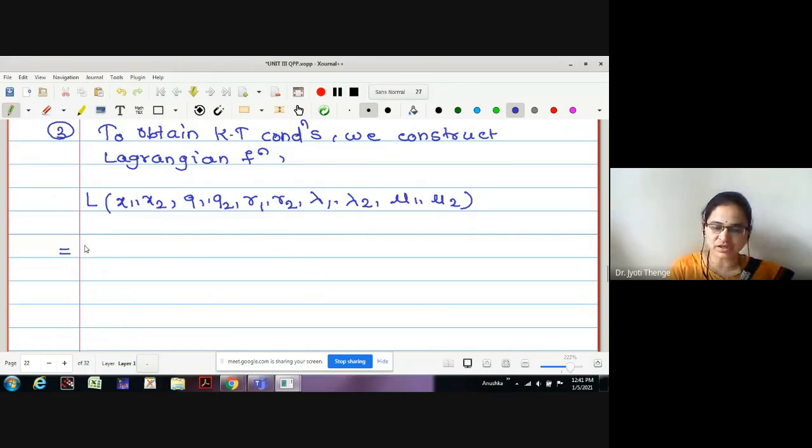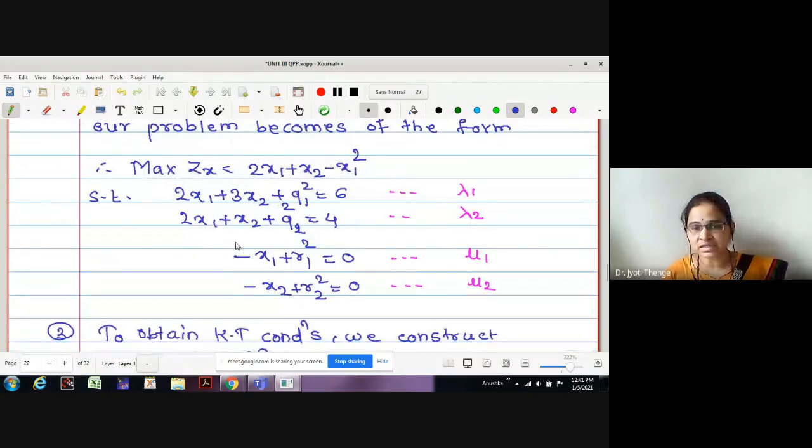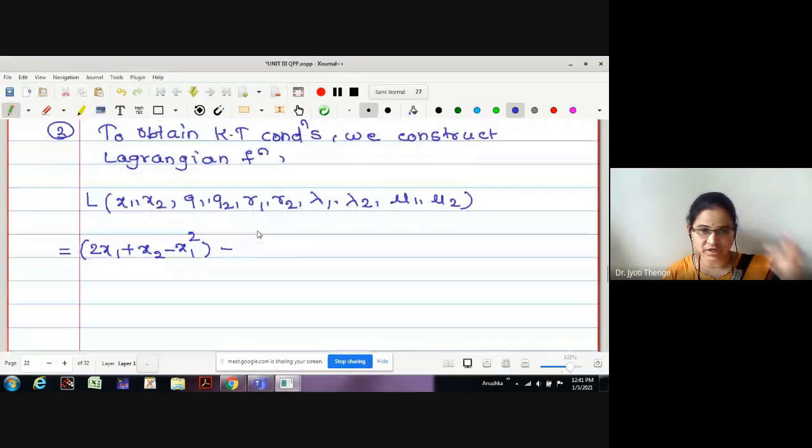What is the Lagrangian function? First, we have to write the objective function. Objective function is 2x1 plus x2 minus x1 square. Later, we have to multiply all these constraints by the Lagrange's multiplier. One thing you have to take care, whenever we are multiplying by the Lagrange's parameter, your right side must be equal to 0. Therefore, what should I do for these first two equations? We will shift this constant to the left hand side, right? And subtract it from the objective function.